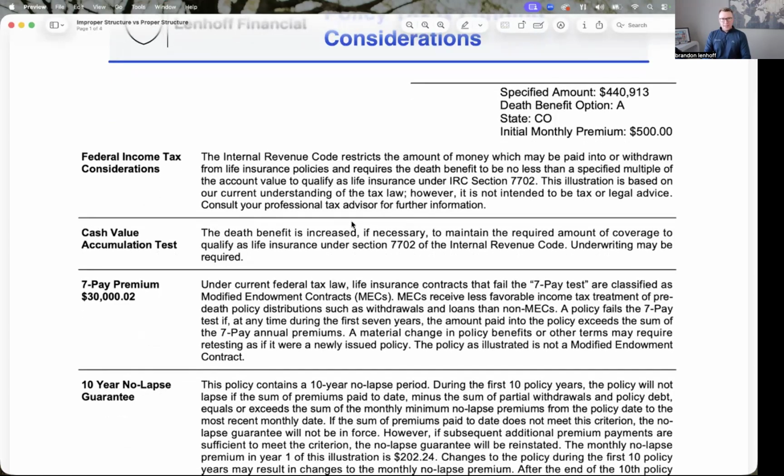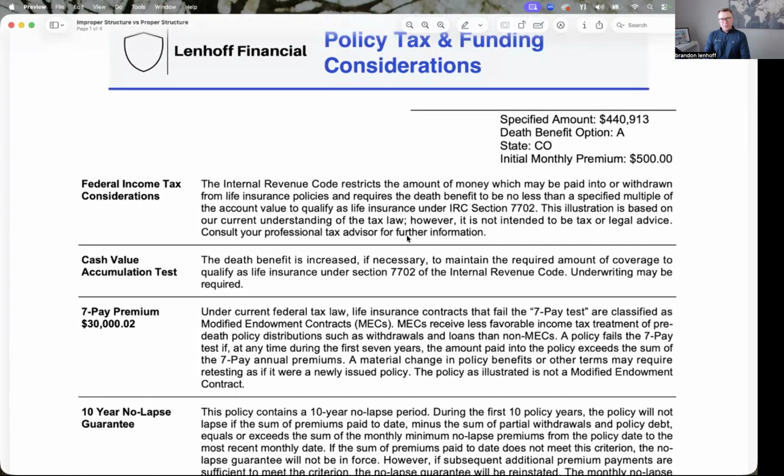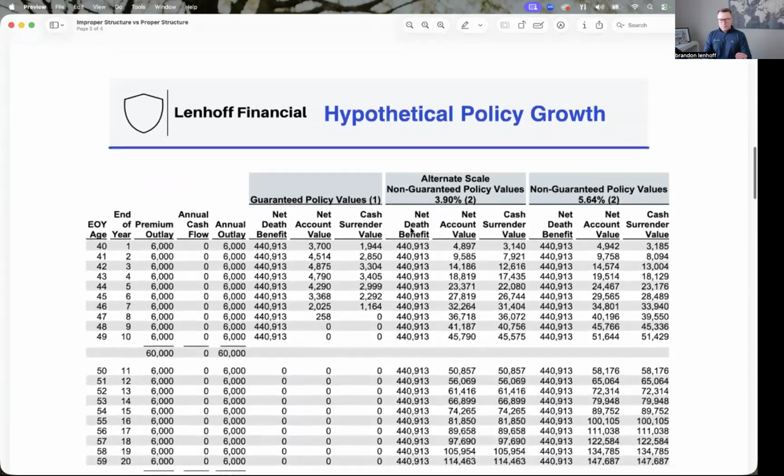If we are going for max cash accumulation, which this client was going for, we want to make sure we're paying the 7-pay premium on the policy. You're going to notice that the 7-pay premium on this policy is $30,000. You can see that right here. That is 5 times higher than it should be. So agents get paid on death benefit. This policy's death benefit is 5 times higher than it should be, and so the agent got paid 5 times more than they should have, instead of doing what was best for the client.